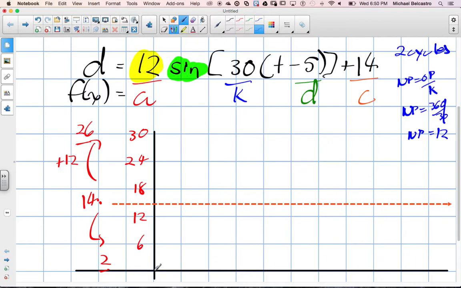Not quite. So we'll have to go by 4s. So 0, 4, 8, 12, 16, 20, and 24. Okay? So all of these numbers will detail everything we need from this graph.